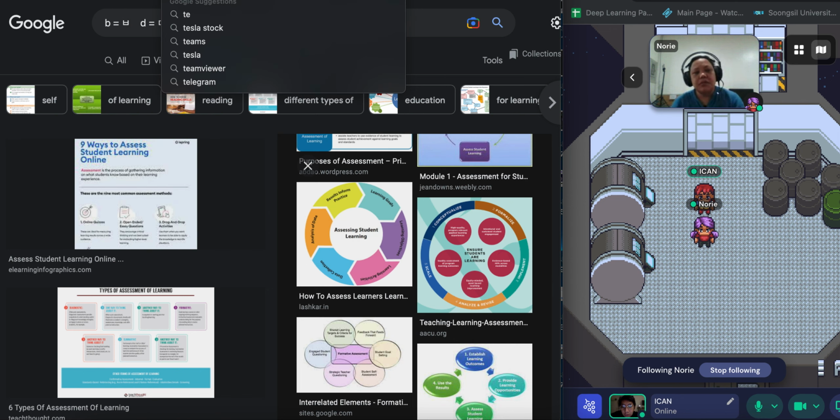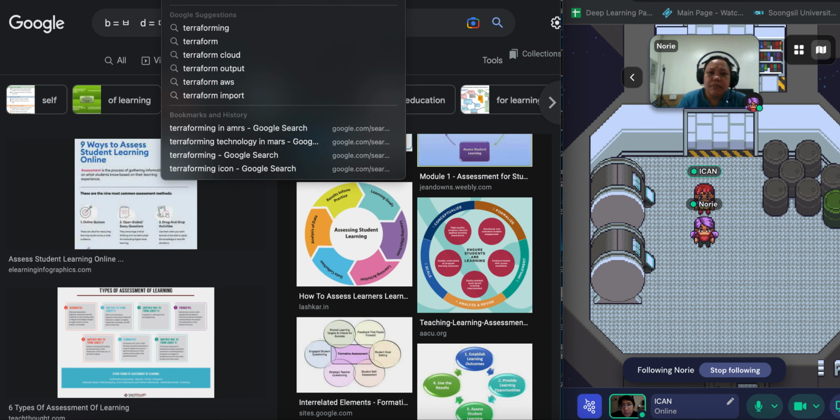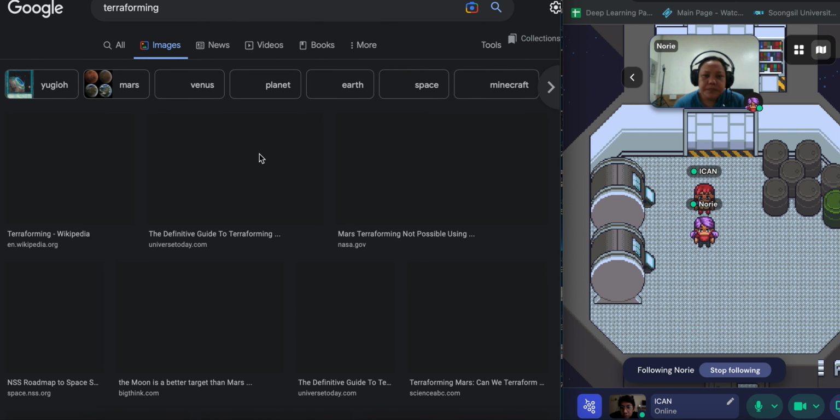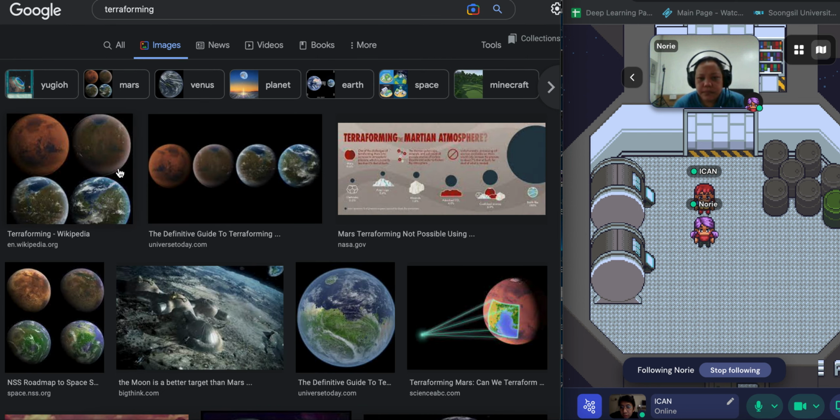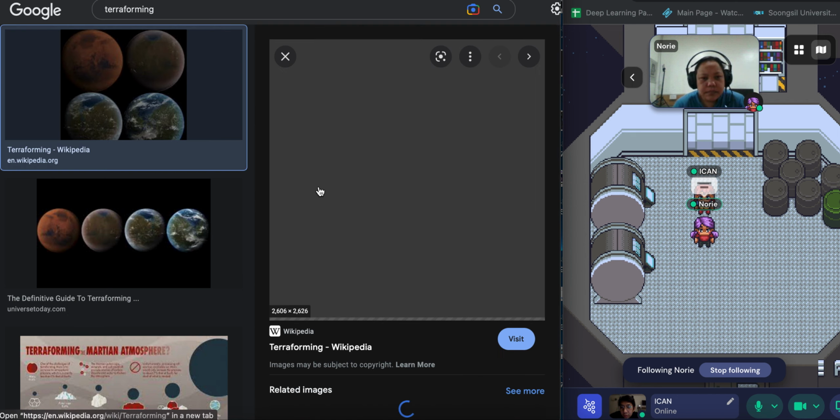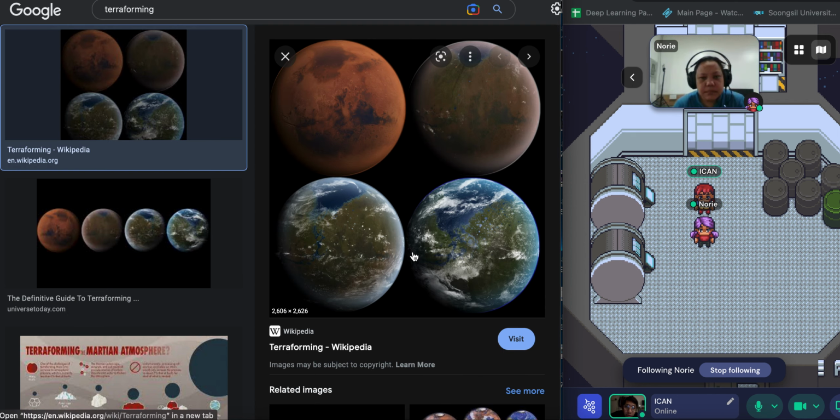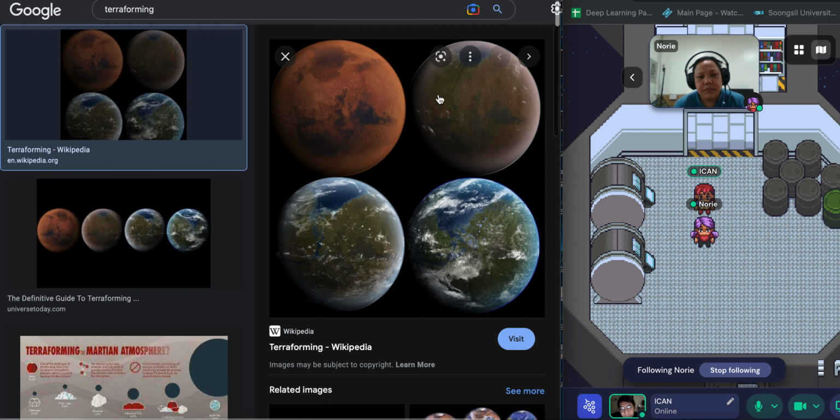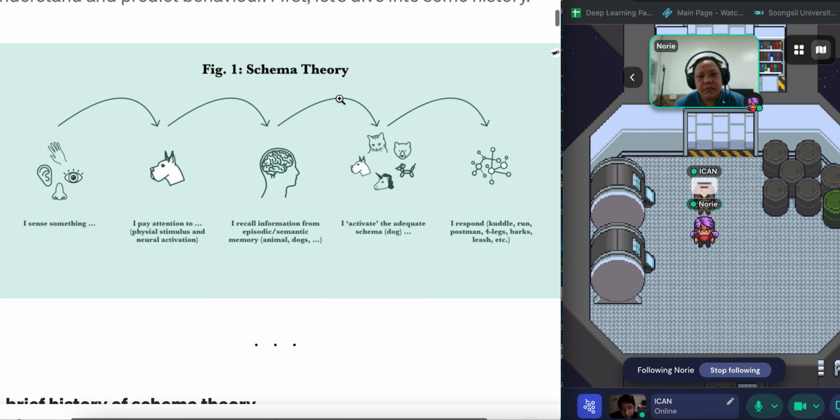Okay, so let's try. For example, terraforming. Let's show a photo of terraforming. Okay, so this one. Yeah, actually, there's this photo. You can show the student, oh, this is terraforming. So if you look at it, you would just think, oh, there are four planets. Parang ganun. So they just use their sense to look at it, and that's what they know. If they pay attention to that, they will just see four planets physically, right? That's what they see.